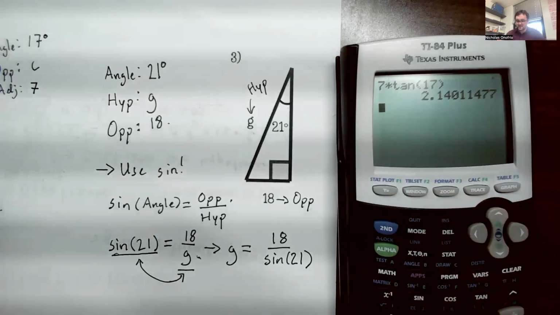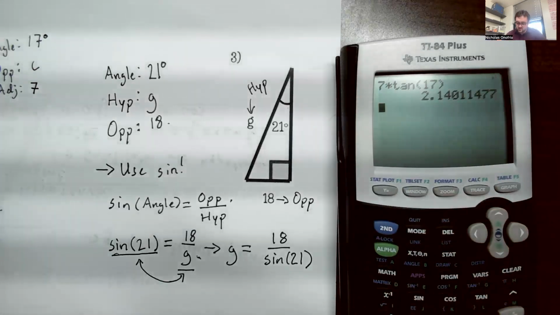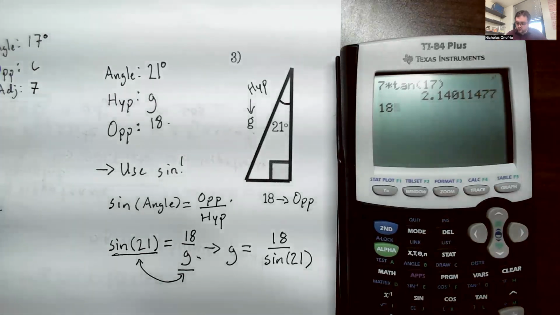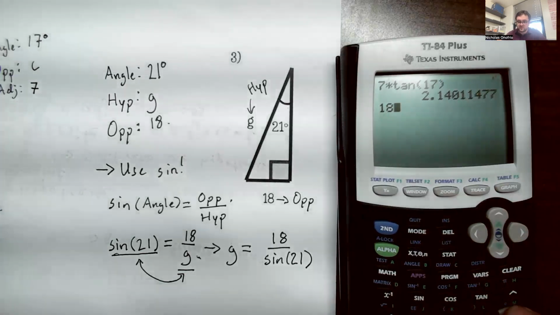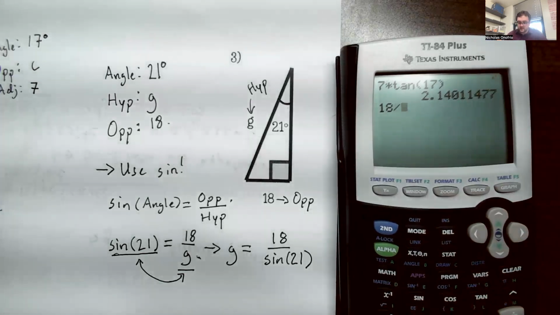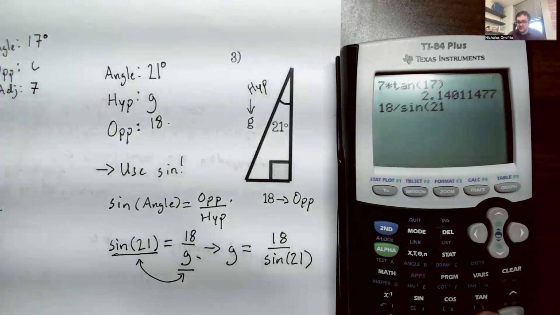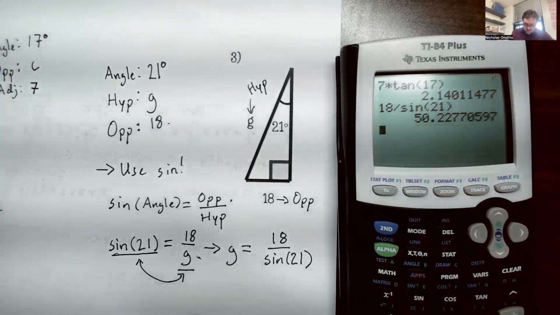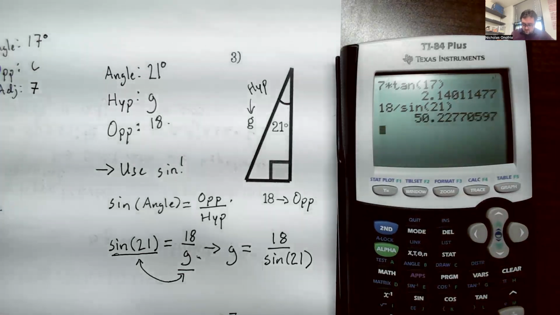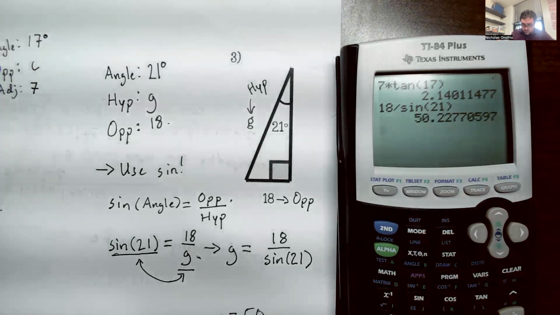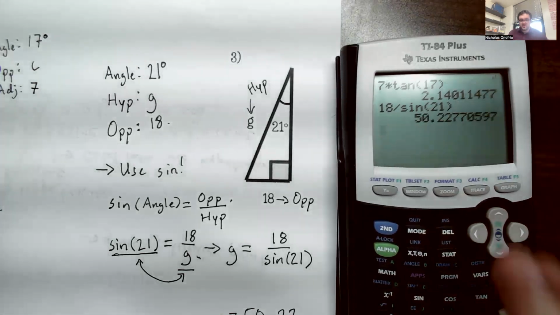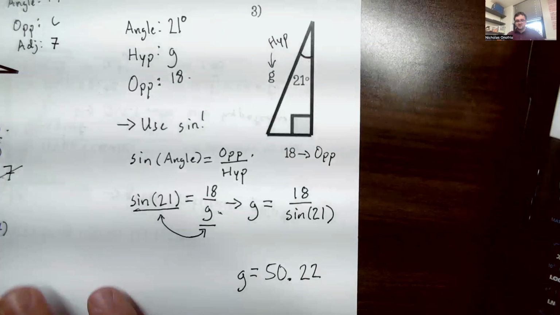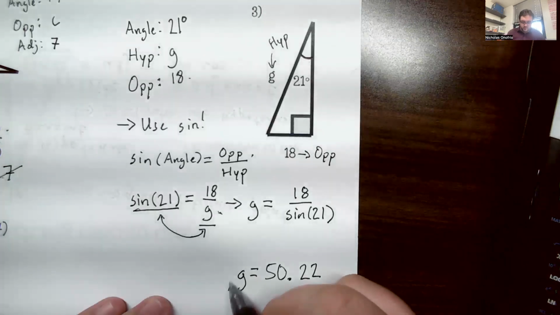Y'all already know what happens next. Let's plug it into the calculator. 18, fraction bar tells us we're going to use division. So we'll type in 18 divided by sine 21. Close your parentheses and hit equal. We're going to get G equals 50.22. Again, you don't need the whole thing. You can just cut it off after 2 spots. And there would be our answer.